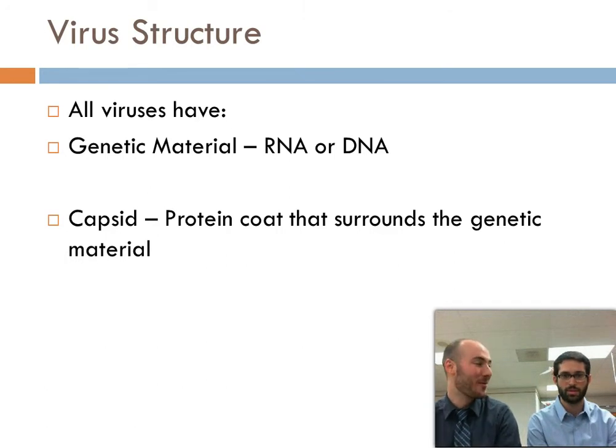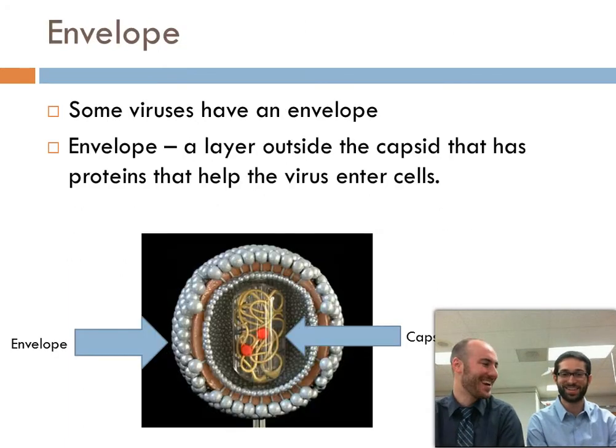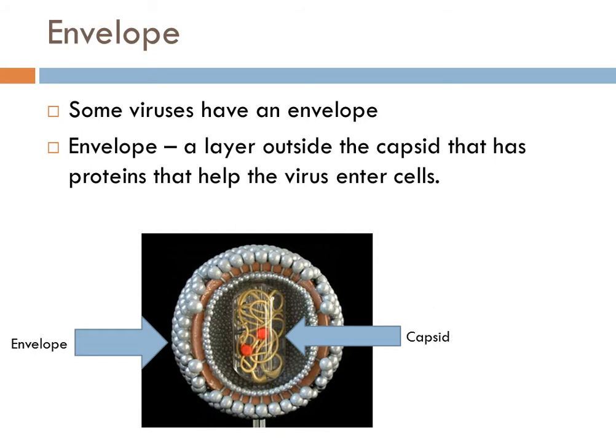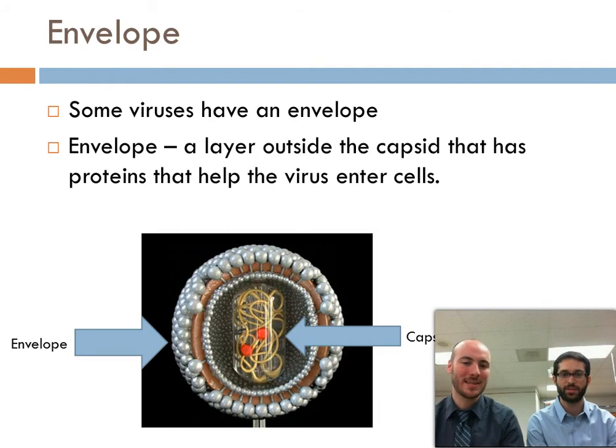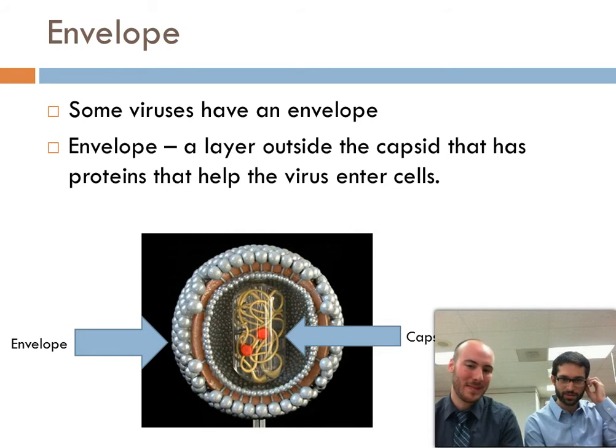But do you think they all have the minimum requirements? Well, I guess not. Leading question. The first thing that they can have is called an envelope, a layer outside the capsid that has proteins and even some lipids sometimes that help the virus enter cells. The flu virus has an envelope on the outside of it. Get your flu shots.